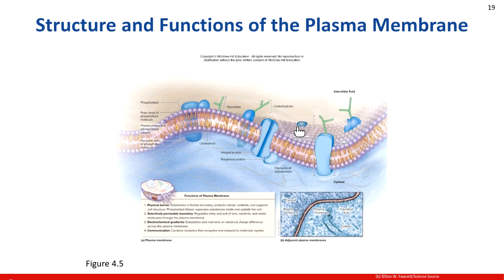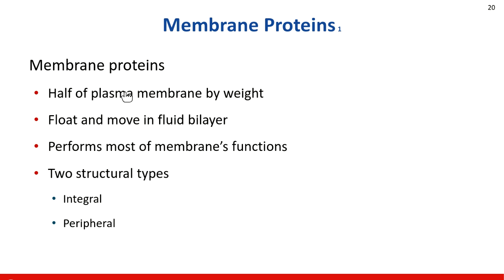And proteins have several functions. Actually, a lot of the functions of the plasma membrane have to do with the proteins. Like we said before, half of the plasma membrane weight is going to be made up of these membrane proteins, so they're going to float along inside of that phospholipid bilayer. Most of the membrane's functions, duties and responsibilities are controlled by these membrane proteins. So there are two types, like I mentioned in that slide before: the integral and the peripheral.